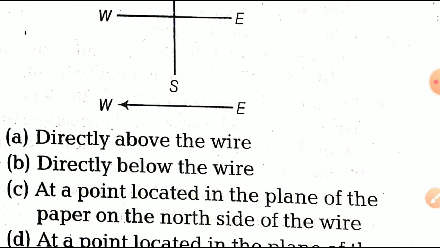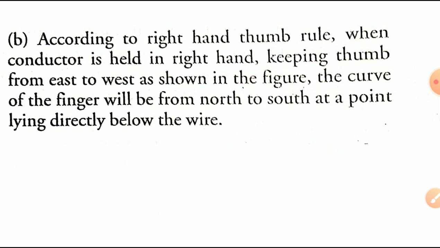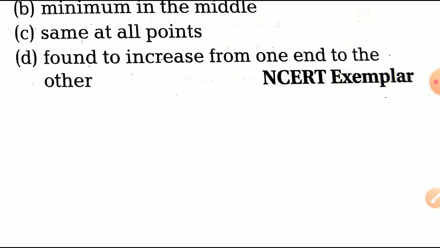B means directly below the wire. According to the right hand thumb rule, when the conductor is held in the right hand, keeping the thumb from east to west as shown in the figure, the curl of the fingers will be from north to south, lying directly below the wire. You can use your right hand, point the thumb from east to west, and you will find that the curl of the fingers is from north to south at a point directly below the wire. That is why the answer is below the wire.